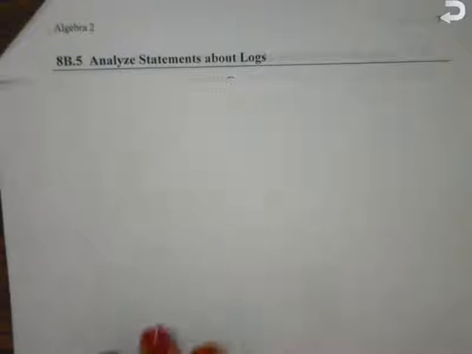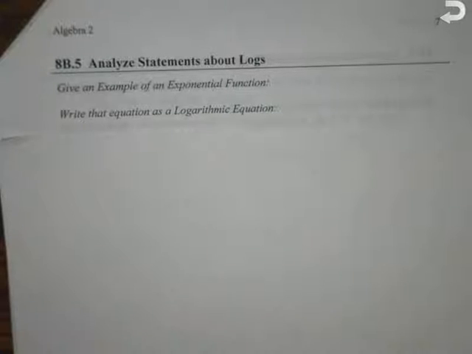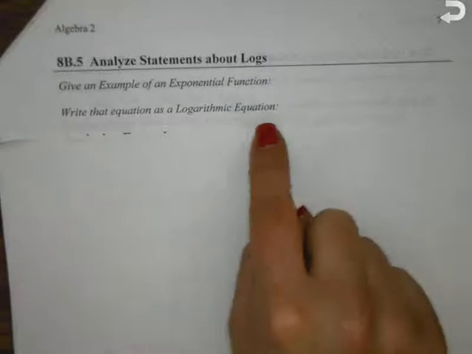So what I'm going to have you guys do first is give me an example of an exponential function and then write that exponential function as a log equation. I don't care what your exponential function is. So for example, 3 squared equals 9. That's an exponential function. Choose a different one, write it down, and then rewrite that as a log.